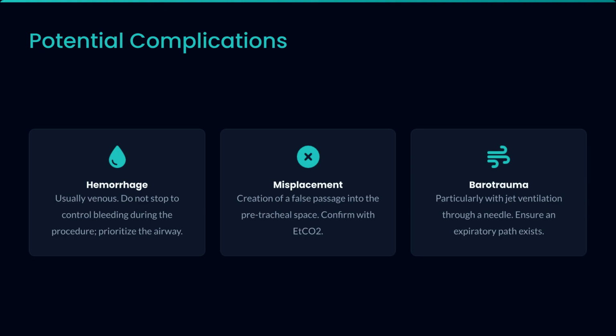Potential complications include hemorrhage, where prioritizing the airway over bleeding control is key, misplacement, which requires EtCO2 confirmation, and barotrauma, particularly with jet ventilation.